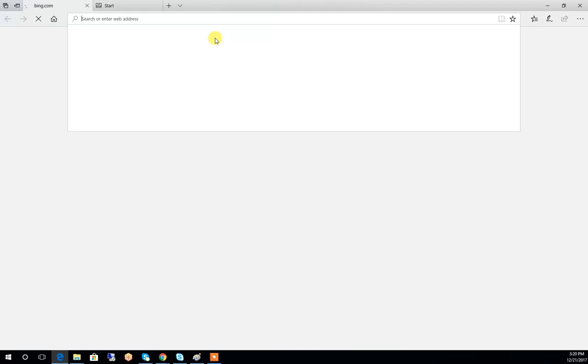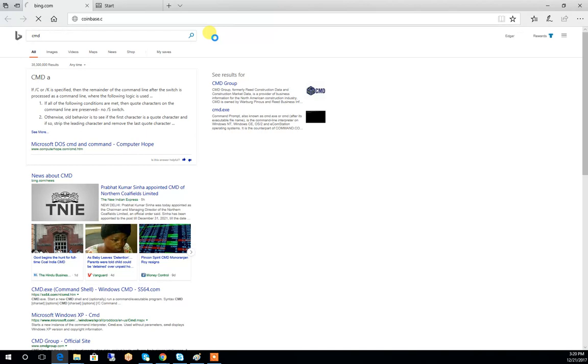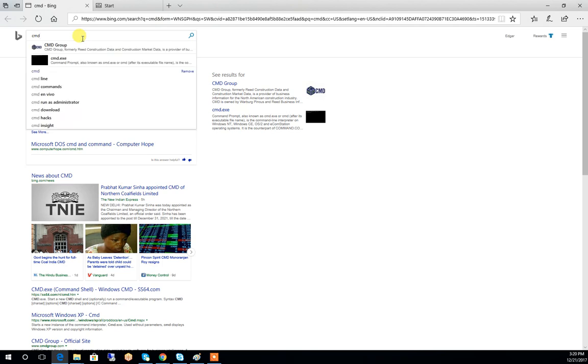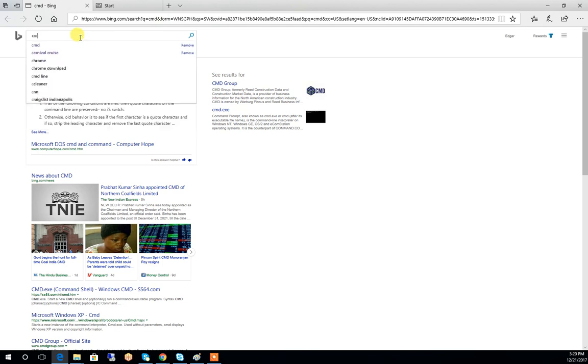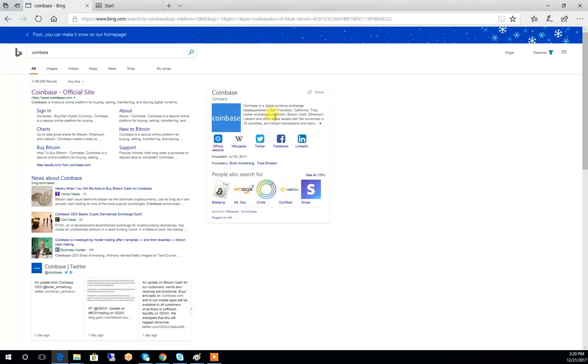So we're going to talk about Coinbase. I'm going to go ahead and just put in Coinbase here in my search window. And since I'm on Internet Explorer, it's just kind of taking everything over. So let's just put it in here, Coinbase, do our search. There's Coinbase, and it says Coinbase is a digital currency exchange headquartered in San Francisco, California. They broker exchange of Bitcoin, Bitcoin Cash, Ethereum, Litecoin, and other digital assets with fiat currencies in 32 countries.